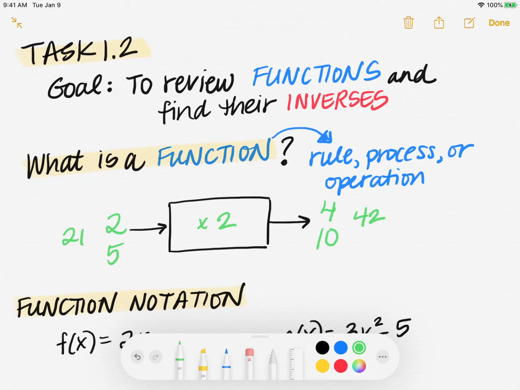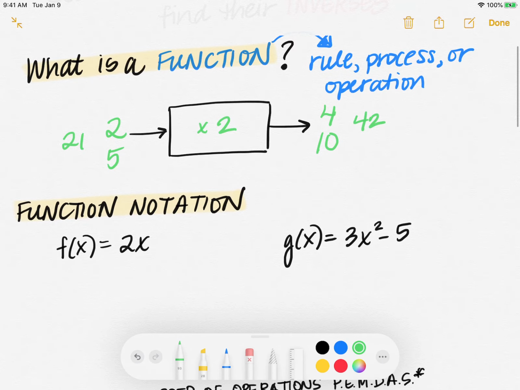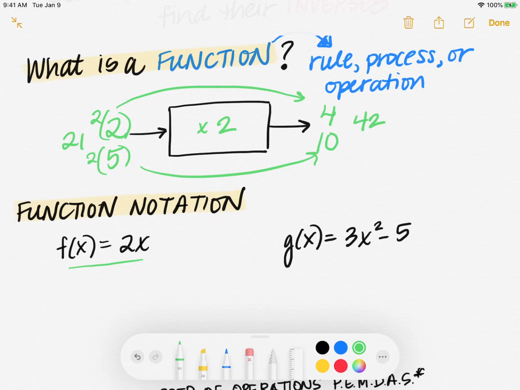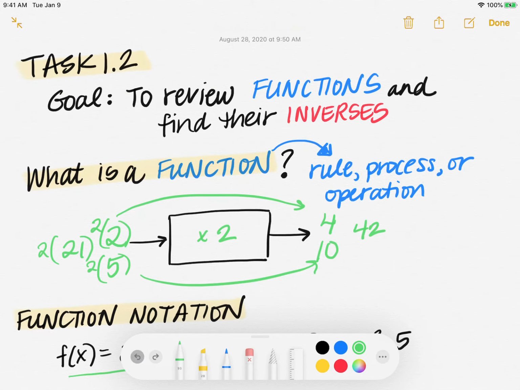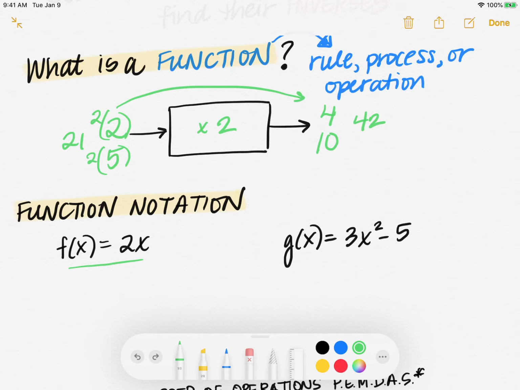So if we wanted to write this as a function in function notation, this is what it would look like. It would look like f of x is 2 times x, meaning 2 times 2 gives me 4, and 2 times 5 gives me 10. And lastly, 2 times 21 gives me 42. So that's what our function is. Our function is just a rule, an operation, something that gets us from an input to an output.